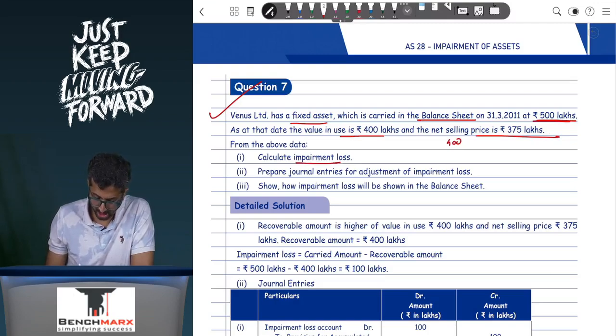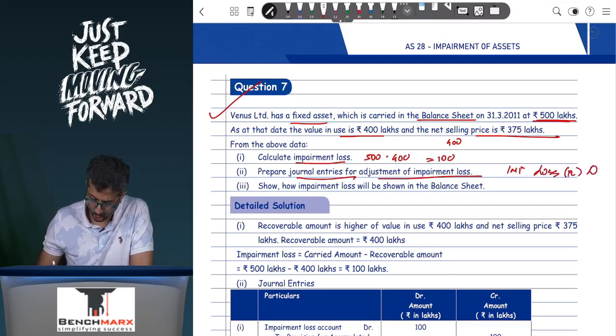From the above data, calculate impairment loss, which is 500 minus 400, which is equal to 100. Journal entries for adjustment of impairment loss. I will usually say impairment loss account debit, which will be taken to the P&L ultimately. To what? Well, I will credit the PP or fixed asset.